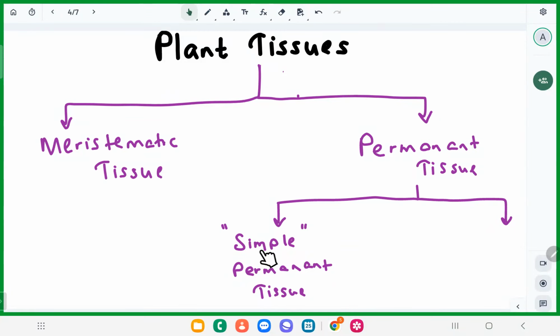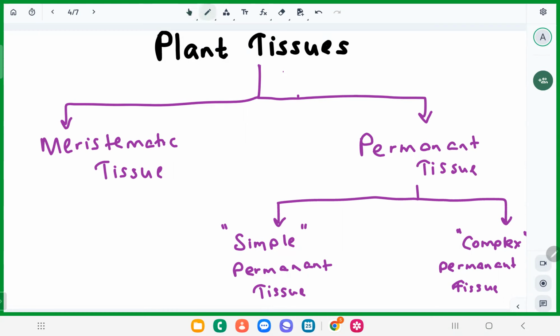And in contrast to the simple permanent tissue, the other category is called the complex permanent tissues. It's called complex because these types of tissues have many types of cells within the tissue. So in this video, we're going to be concentrating on the simple permanent tissues. And when we talk about the simple permanent tissues, there are actually three types of simple permanent tissues in our syllabus: the parenchyma, the collenchyma, and the sclerenchyma tissue.